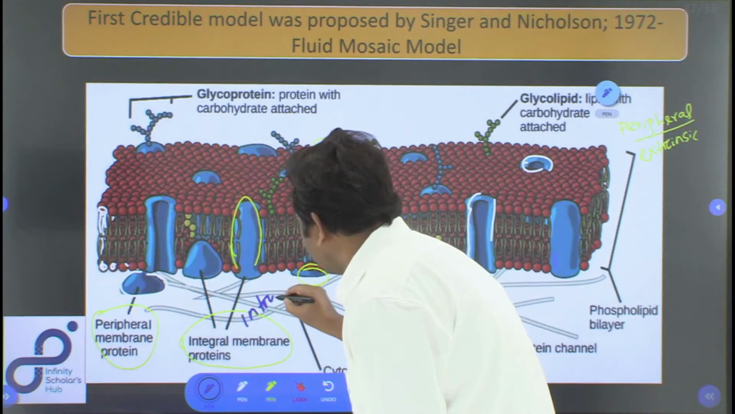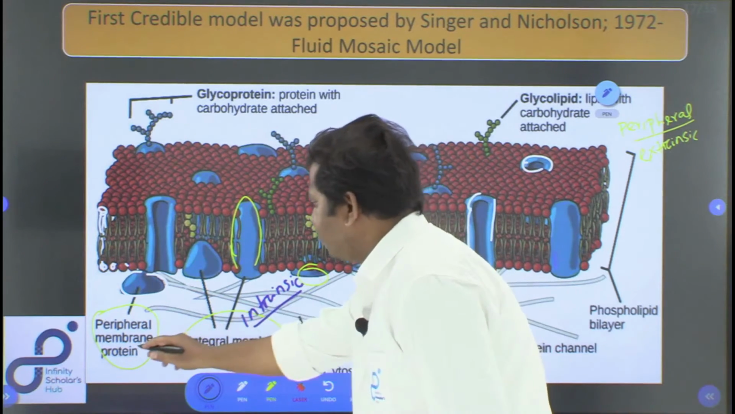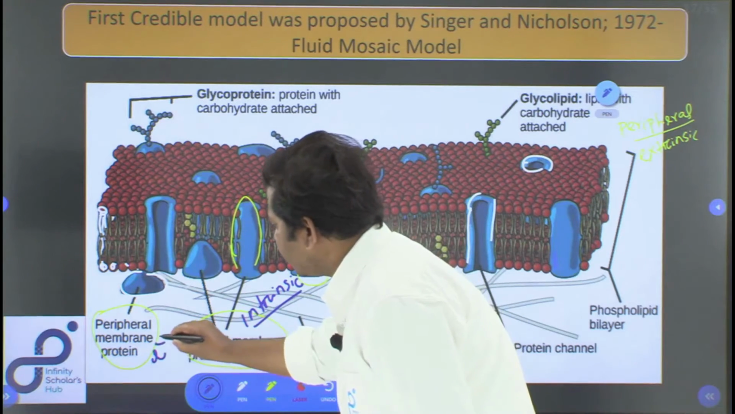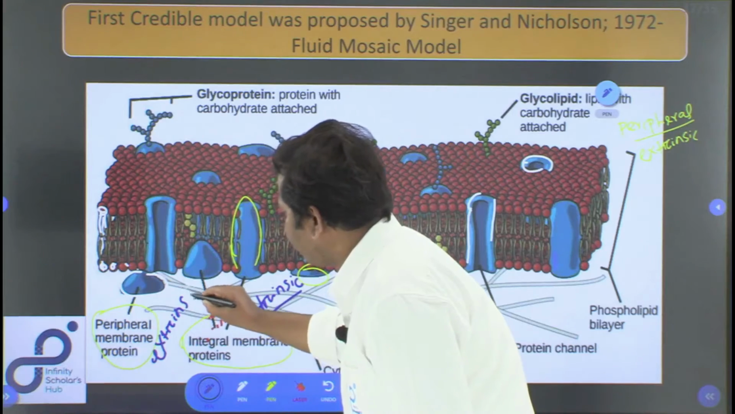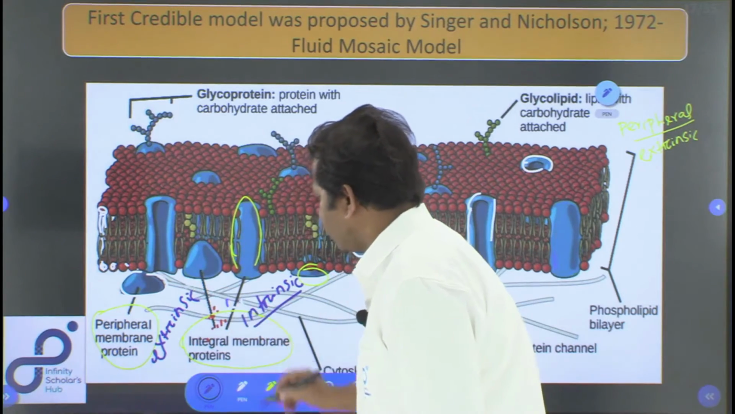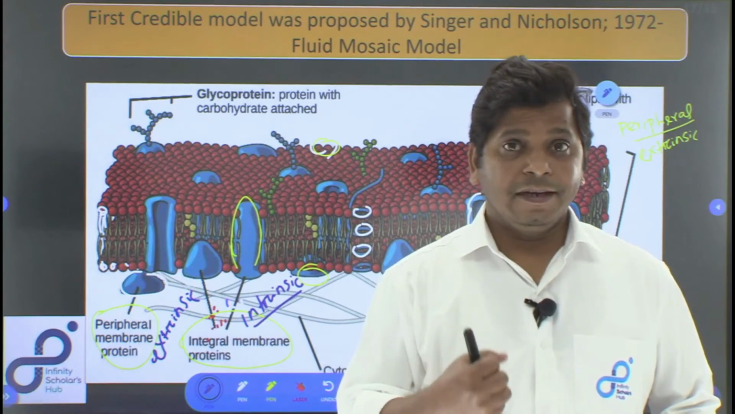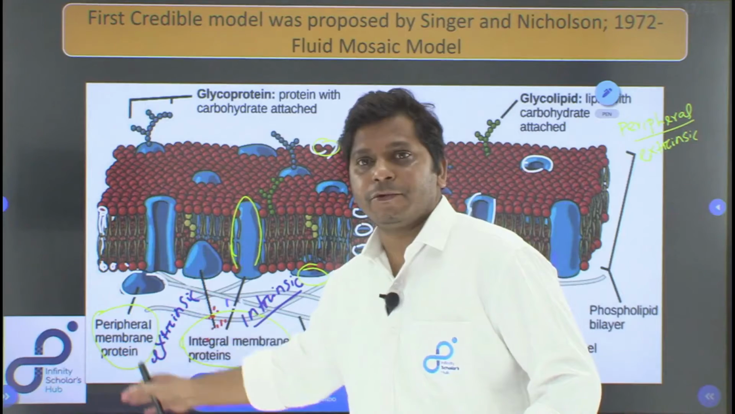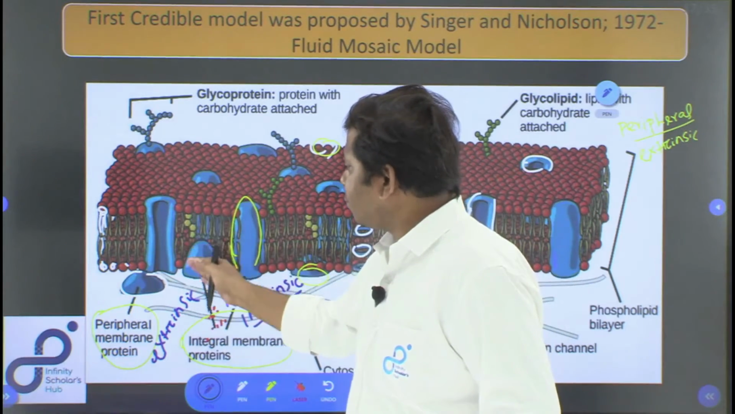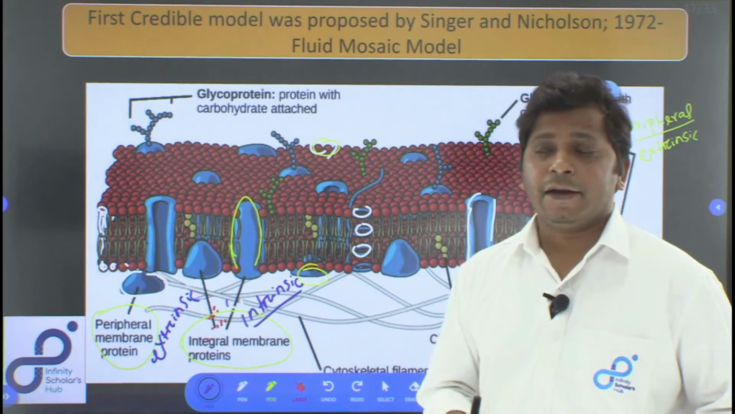Intrinsic means inside. Peripheral proteins are called extrinsic, and this is called intrinsic. So it is difficult to remove integral proteins as compared to the peripheral proteins. And this is how the proteins interact with the phospholipid bilayer.